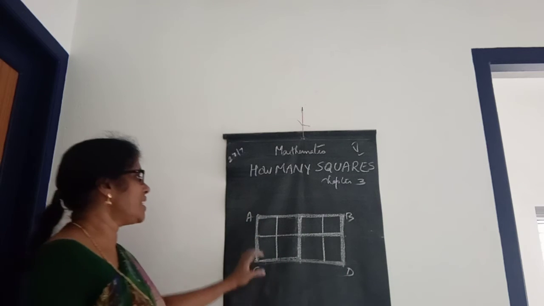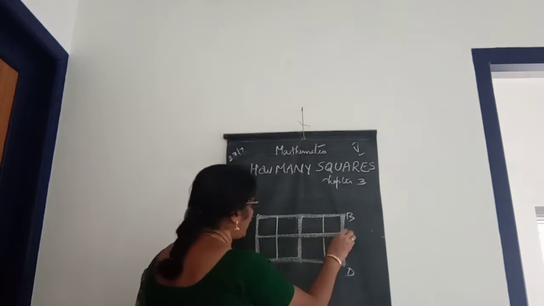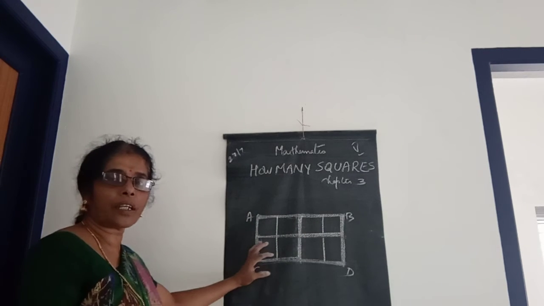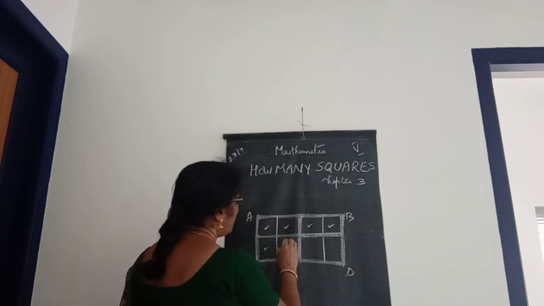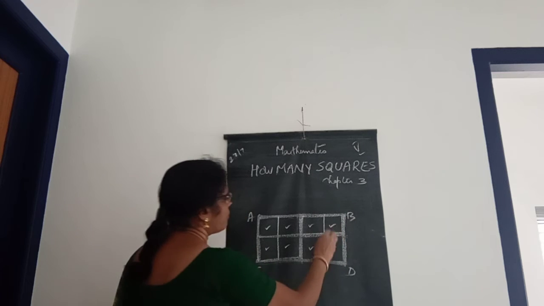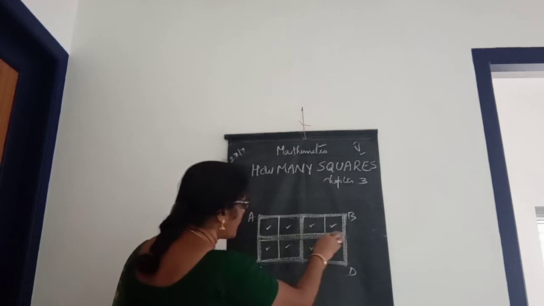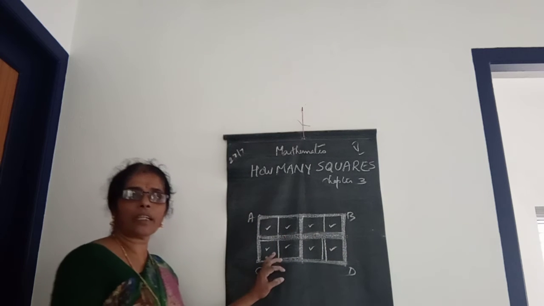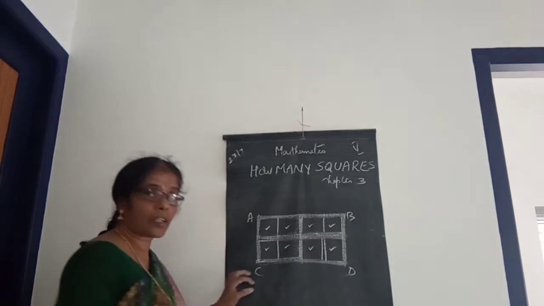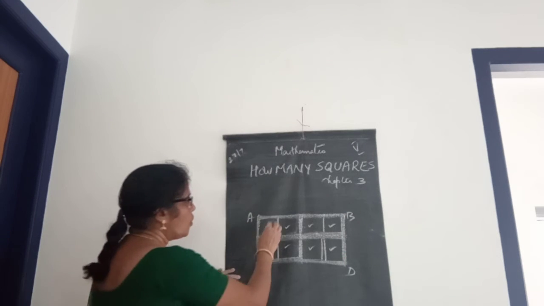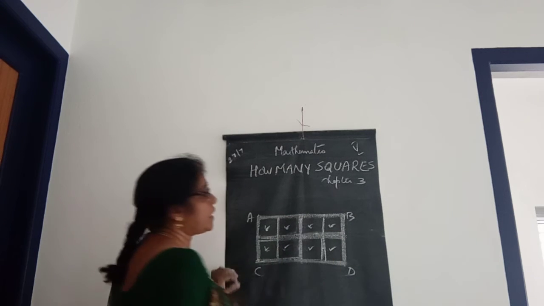Look here, children, this one is a rectangle, and from that rectangle we can make squares. How many squares will we get from this rectangle, children? Look here. 1, 2, 3, 4, 5, 6, 7, 8. 8 squares, not rectangles. 8 squares we can take from this rectangle. This one is a bigger rectangle, and from that rectangle we can create 1, 2, 3, 4, 5, 6, 7 squares.